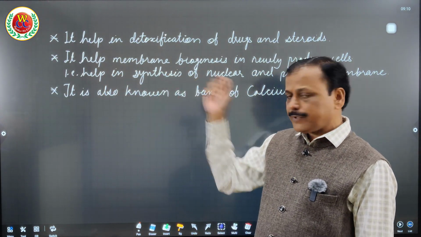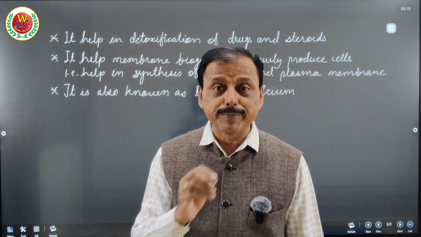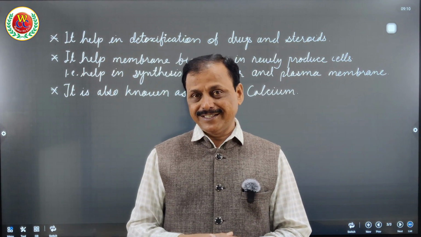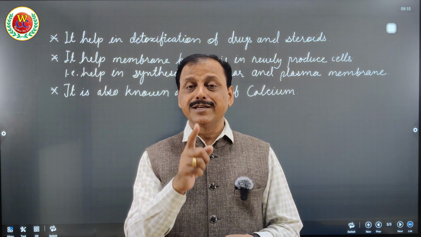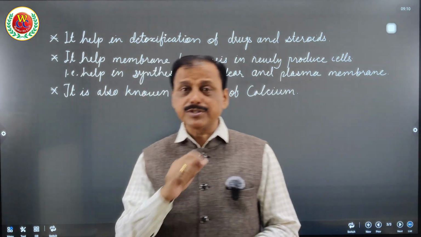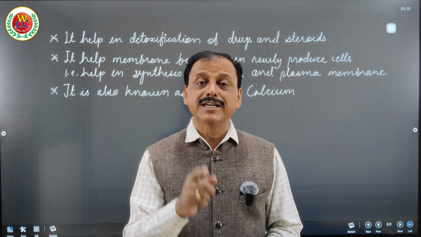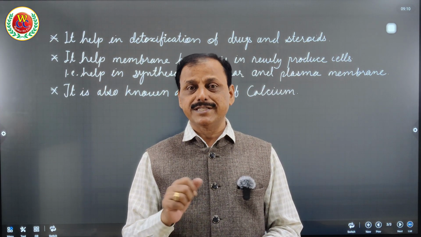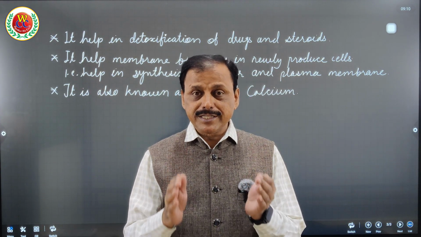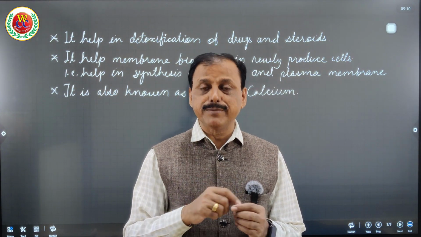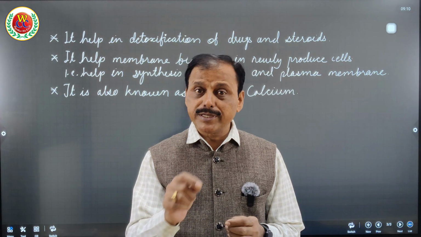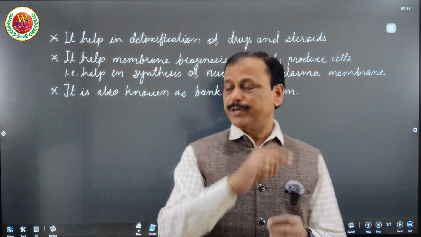It helps to synthesize new membrane in newly produced cells and membranes of the nucleus. Very important, and this is known as membrane biogenesis. A question can be asked: what is membrane biogenesis? Name the organelle that helps in synthesis of new membrane. Synthesis of membrane in newly produced cells as well as the nucleus is known as membrane biogenesis. Endoplasmic reticulum helps in membrane biogenesis.